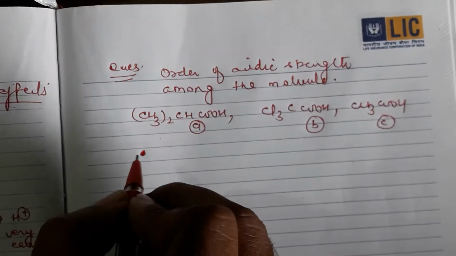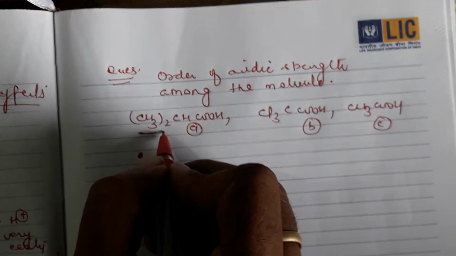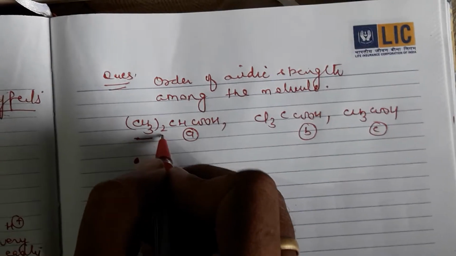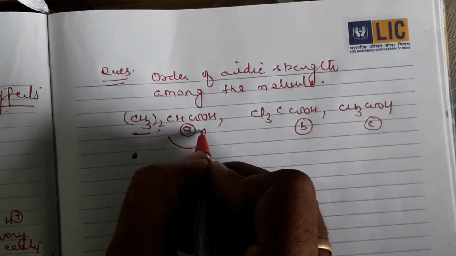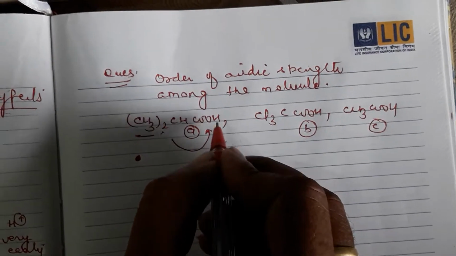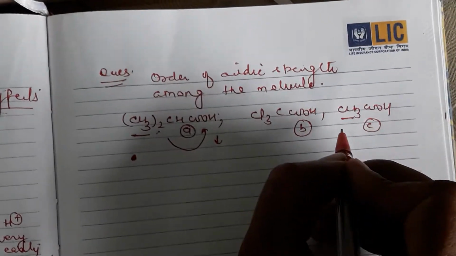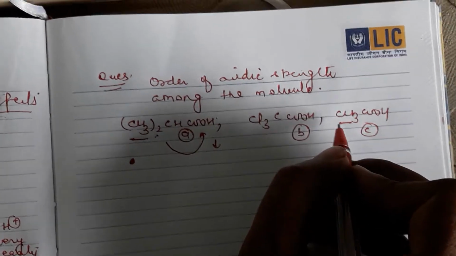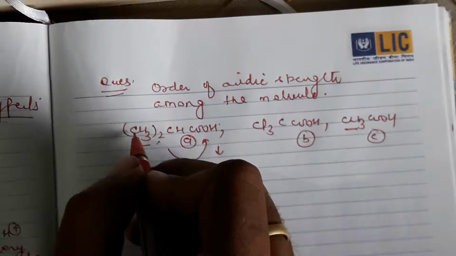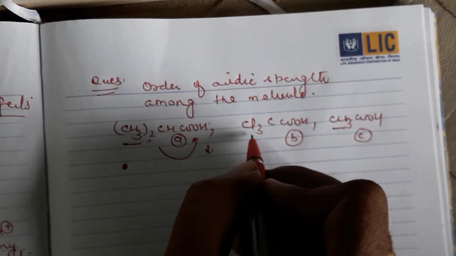If you see here, it is an electron withdrawing group. How many electron withdrawing groups are attached? Two. Okay, so that increases the charge density of the carboxylate ion, so it will not release H plus. But in this case, there is one CH3, so the charge transfer will be less as compared to this. But in this case, 3 Cl are there.